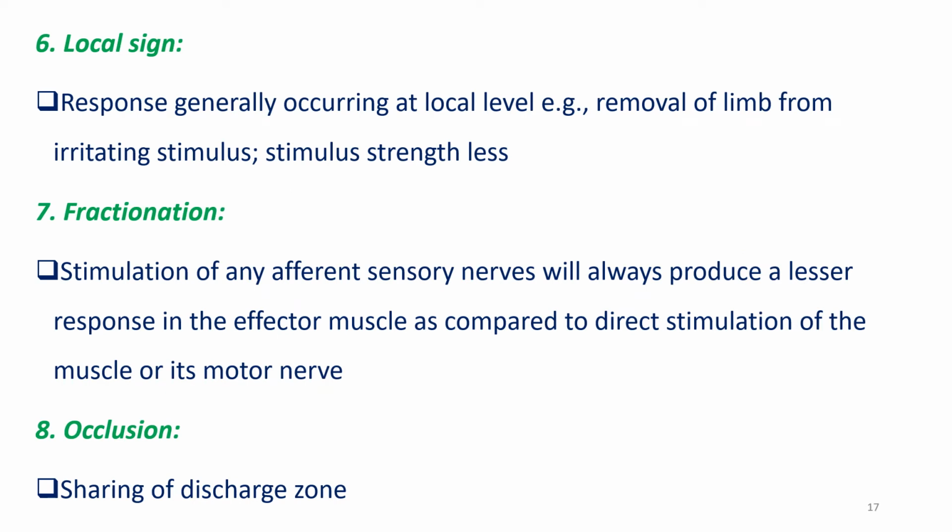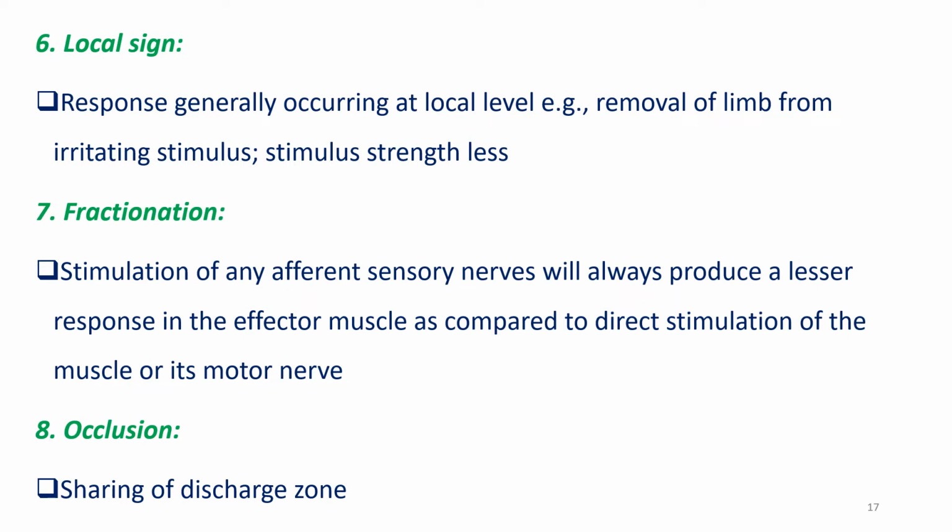When the stimulus strength is less, the response occurs at the local level. This is called the local sign, or the property called local sign of the spinal reflexes. Here the basic effect is to remove the affected part from the irritating stimulus, or the stimulus which is causing the response. For example, removal of a limb from the irritating stimulus, like from a hot pot or from a pinprick.